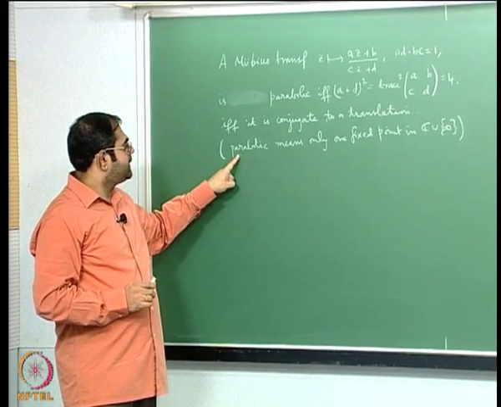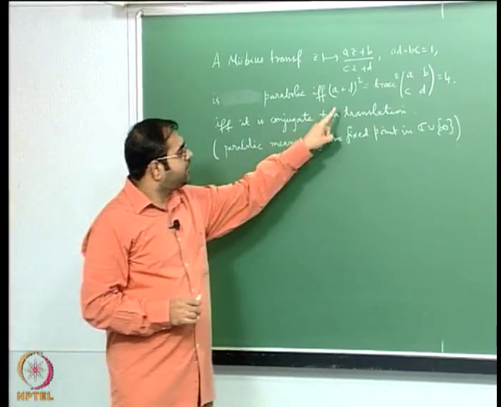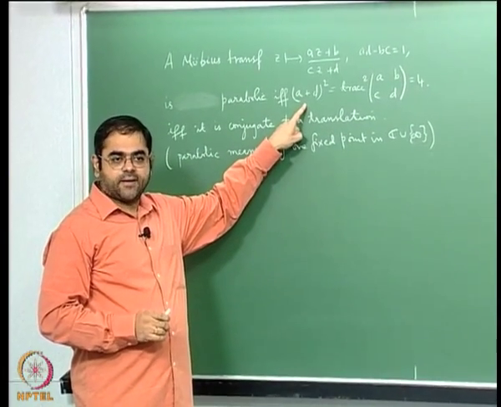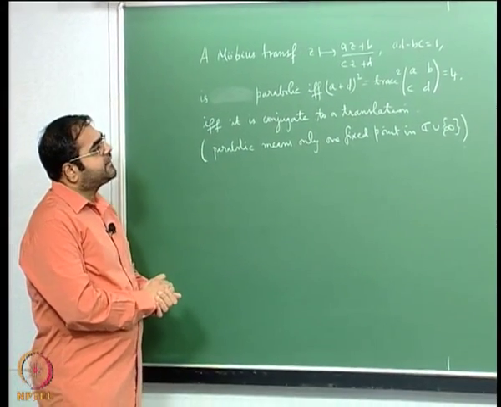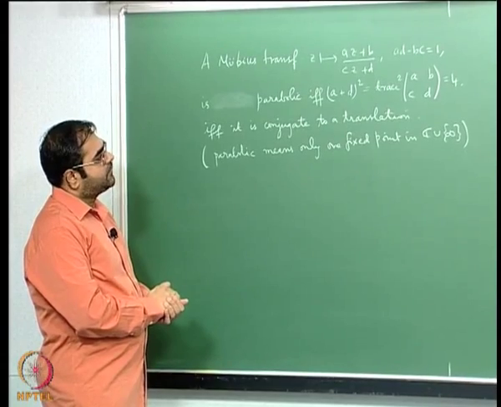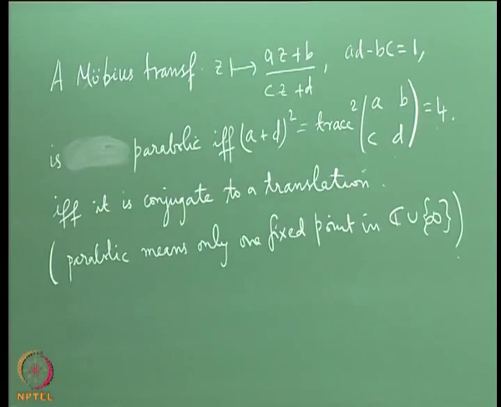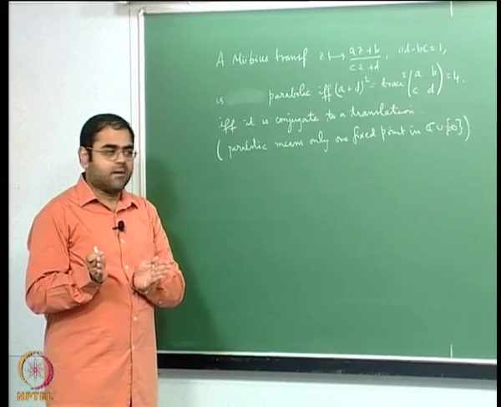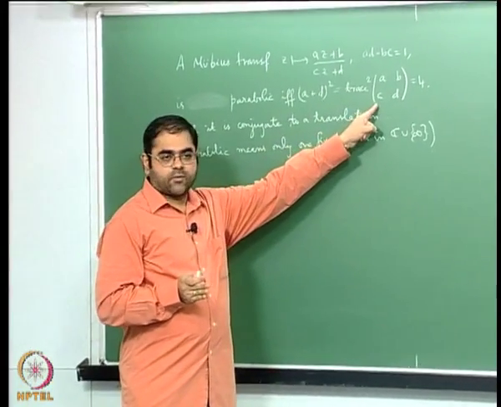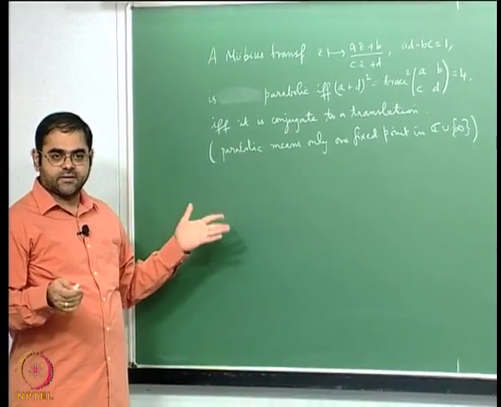The point I wanted to say is that this parabolicity condition translates to a condition on the trace squared, and that trace squared has to be 4. So you can see that the classification of Moebius transformations is being done in two ways, by thinking along two directions. One is by looking at the number of fixed points, the other is by looking at trace squared.